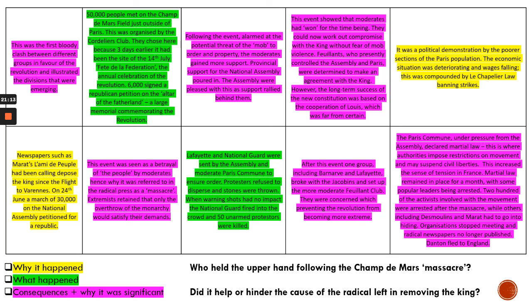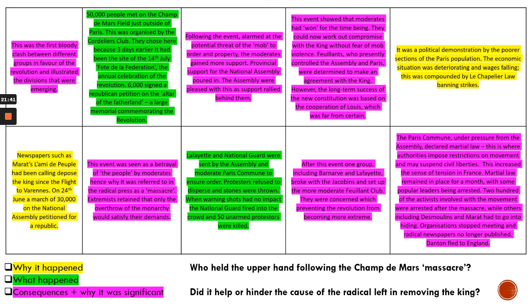And they go to the Champ de Mars field, and they have this petition which 6,000 of them sign. It's a Republican petition for which they sign on the altar of the fatherland, a large memorial commemorating the revolution. Now, Lafayette and the National Guard are dispatched by the, at this point, moderate Paris Commune, because don't forget we've got Bailly in there, and the Assembly, who want to put down this protest.